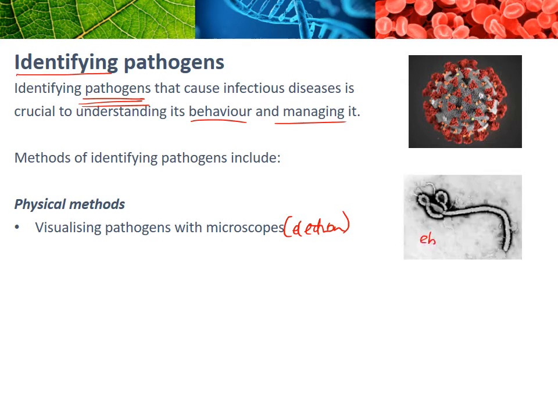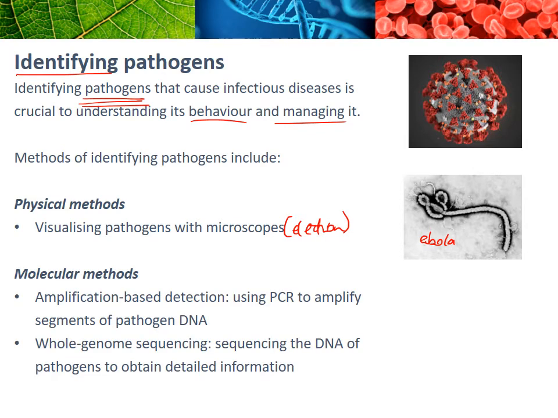Okay, this here is the Ebola virus, looks like a worm, that is Ebola. A lot of viruses or bacteria will look quite similar to other ones. So that would be a physical method. But then the newer technology allows these molecular methods. So looking at the molecules or the genetic material usually. And two common methods of that are amplification-based detection, which is using our PCR, our polymerase chain reaction, to amplify, make lots and lots and lots of copies of a bit of genetic material, so we can sequence or look at that DNA from that pathogen.